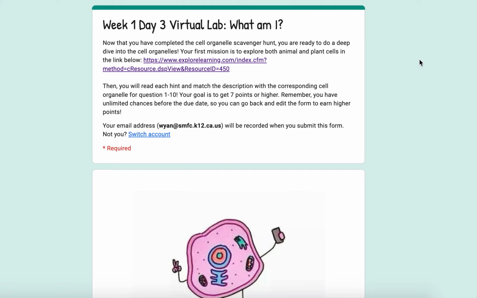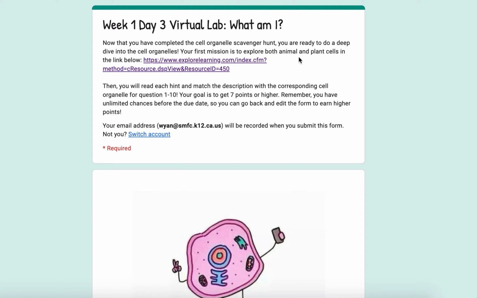Now that you have completed the cell organelle scavenger hunt, you're ready to take a deep dive into the cell organelles. So in our last assignment, we learned about the 5 basic parts of the cell: a cell wall, a cell membrane, mitochondria, chloroplast, and nucleus. But this time in this activity, we're going to learn a lot more specifically what each organelle does.